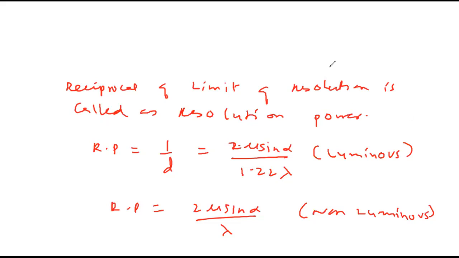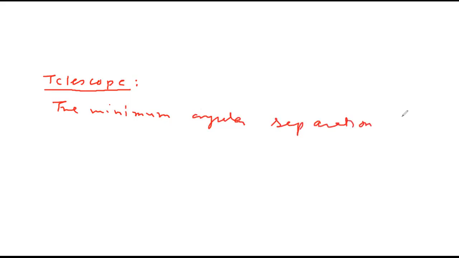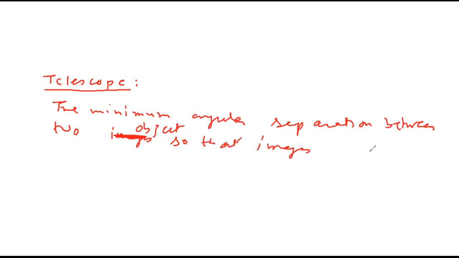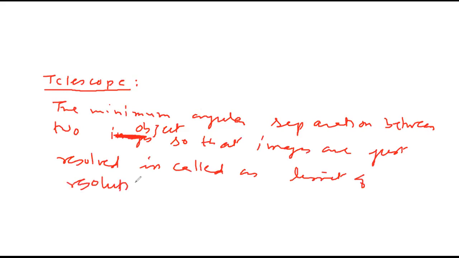Now for telescope. For telescope, the minimum angular separation between two images so that images are just resolved is called as limit of resolution, given by theta equals 1.22 lambda upon d.